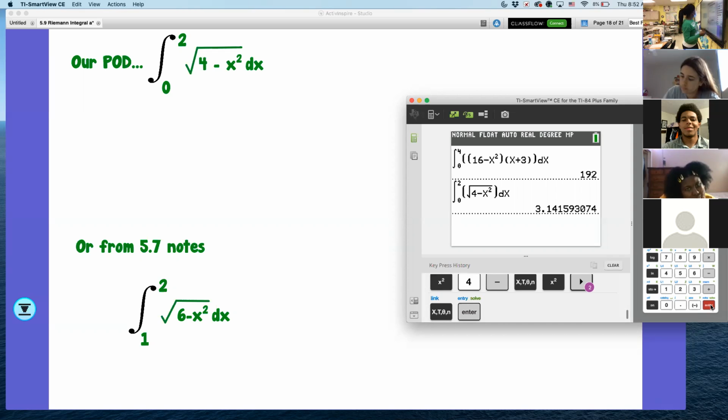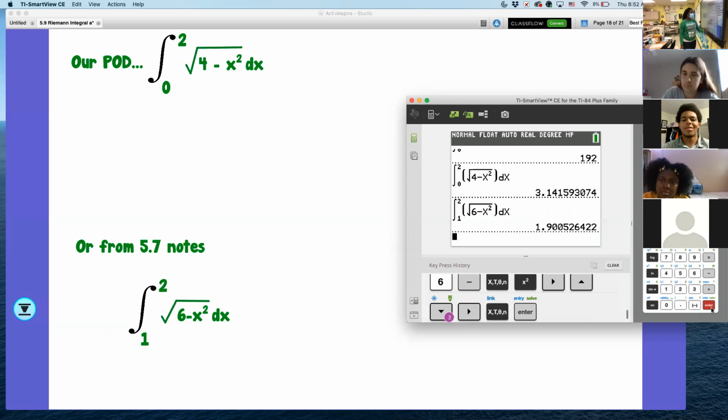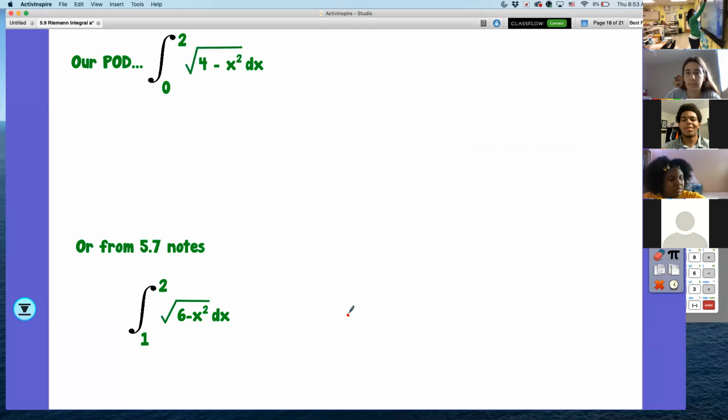From our notes from 5.2, we also did this one again. Math 9, from 1 to 2. You can do this for any function, even if you do know how to do it by hand. Just make sure that you write down the integral so that you can at least get some method points. And I think that was our area from this particular problem back in the 5.7 notes. So now you know how to do it by hand and using the calculator. Do you guys have any questions?